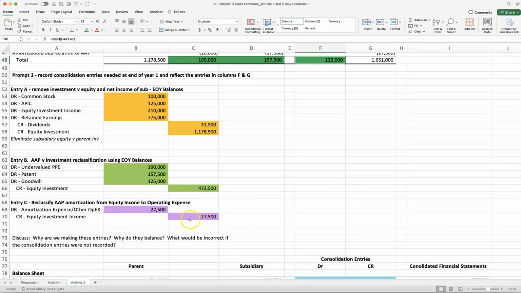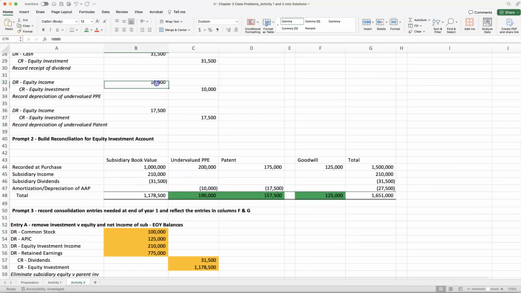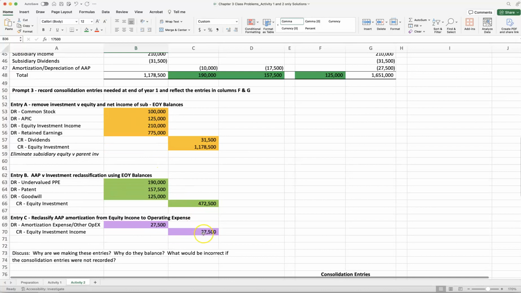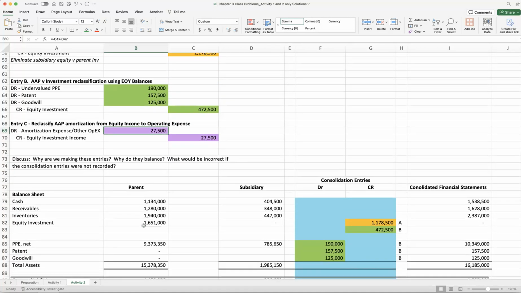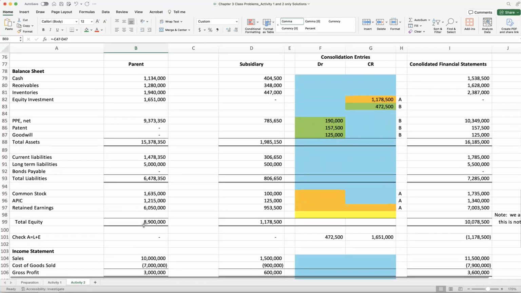The last thing I'm going to do is reclassify, in the consolidation, money out of the equity investment income account, because remember I had put a debit into equity investment income for the two amortizations and depreciations, the $27,500. I'm going to move that out of where I'd placed it and into amortization depreciation. So let's go down and look and see what this looks like in our grid.